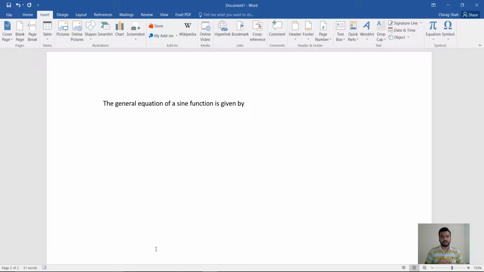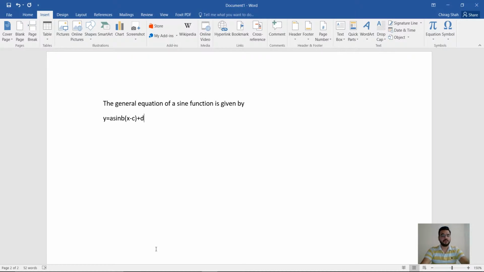Whenever you type in equations, always make sure to make use of the equation mode. Even if you want to show a simple equation, something like y equals a sine(bx - c) + d, even though it is a simple equation, we should always make use of the equation format or the equation mode which is available in Microsoft Word.